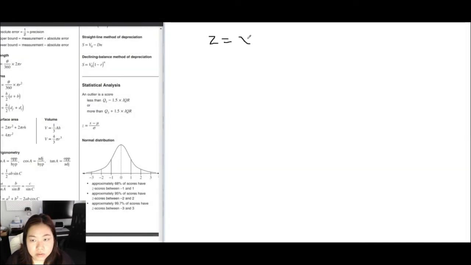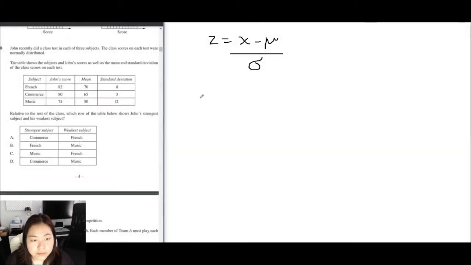Z score is equal to the score minus the mean, all over the standard deviation. French is equal to 82 minus 70 all over 8.